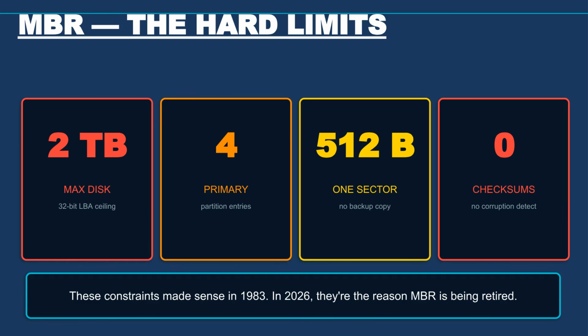In summary, MBR has hard limits: a maximum disk size of 2 terabytes, only 4 primary partition entries, a single 512-byte sector, and 0 checksums for corruption detection. These constraints, which made sense in 1983, are why MBR is being retired today.